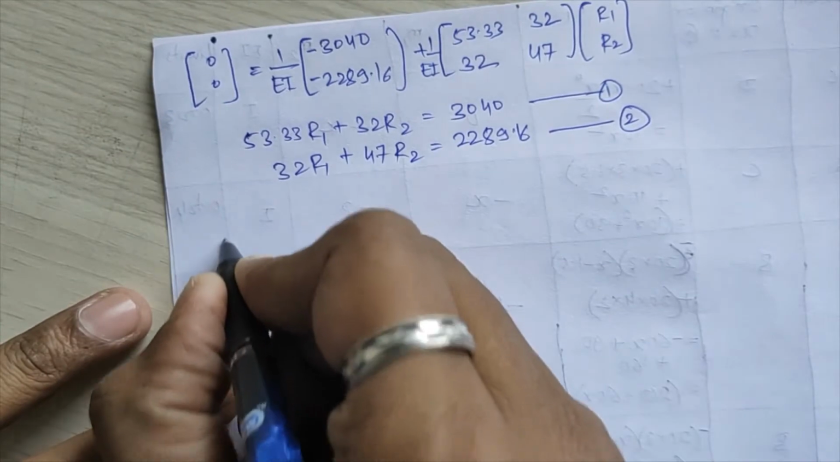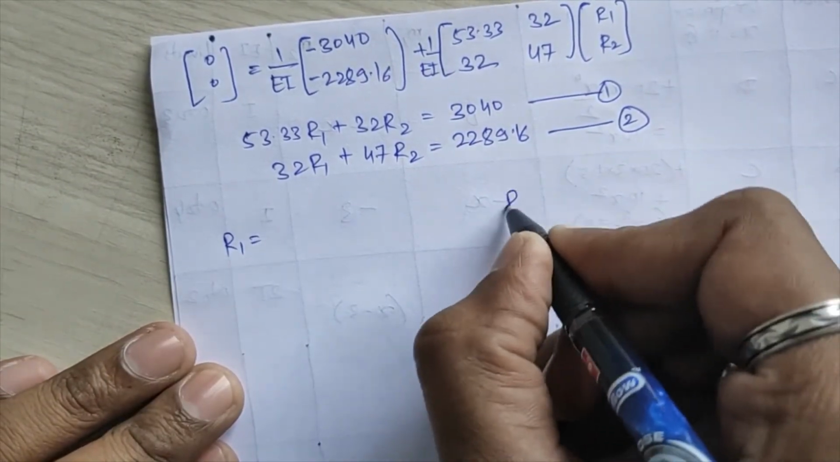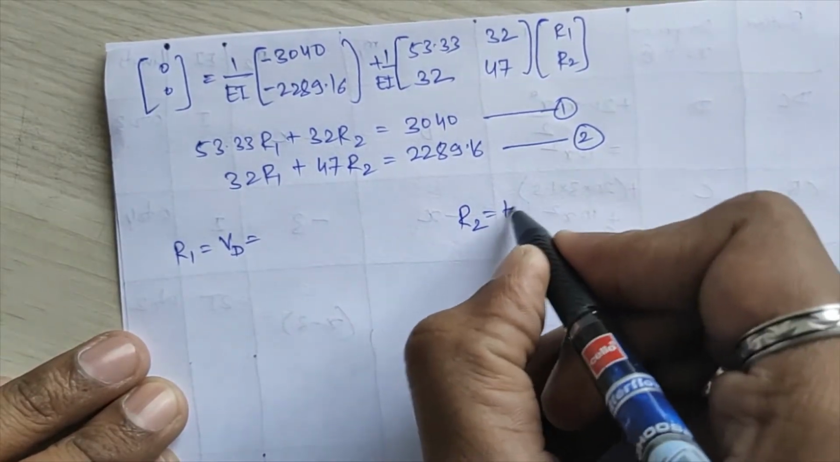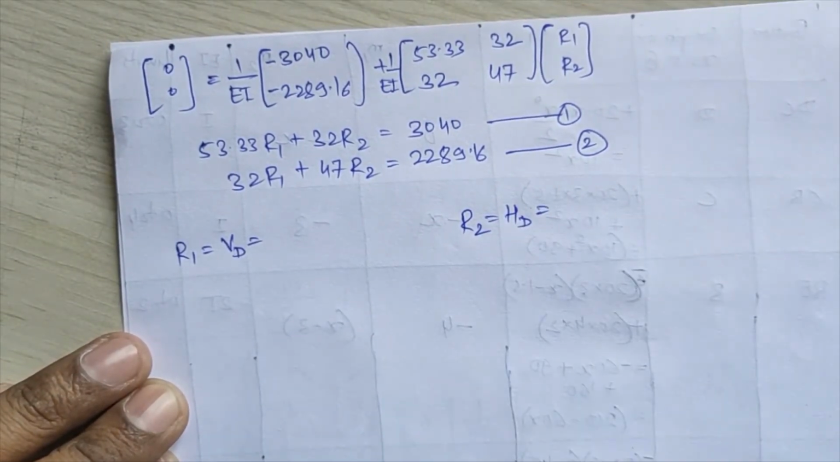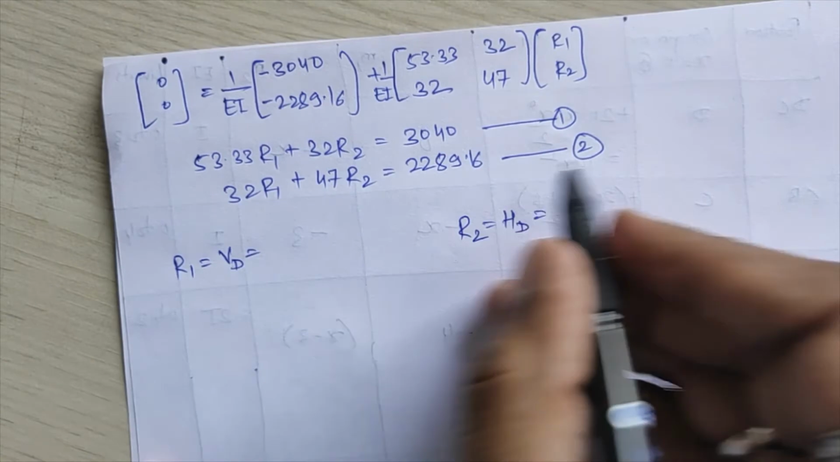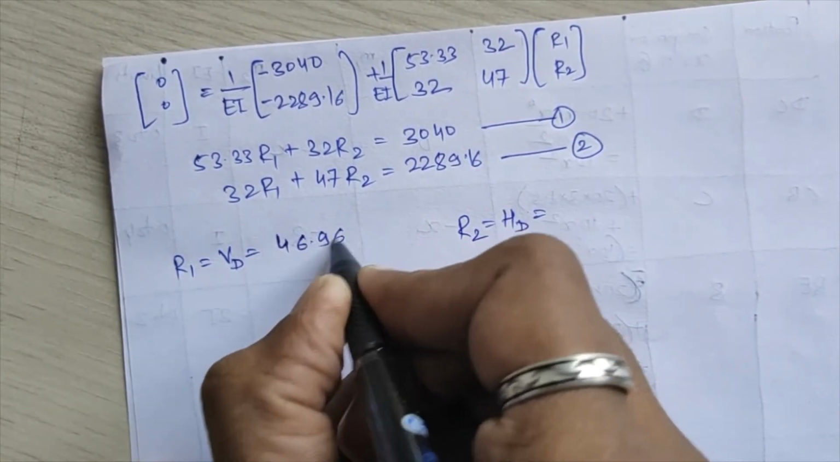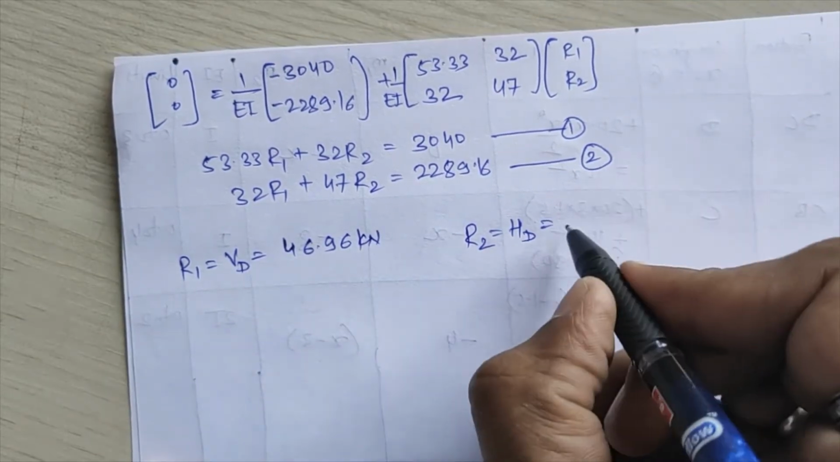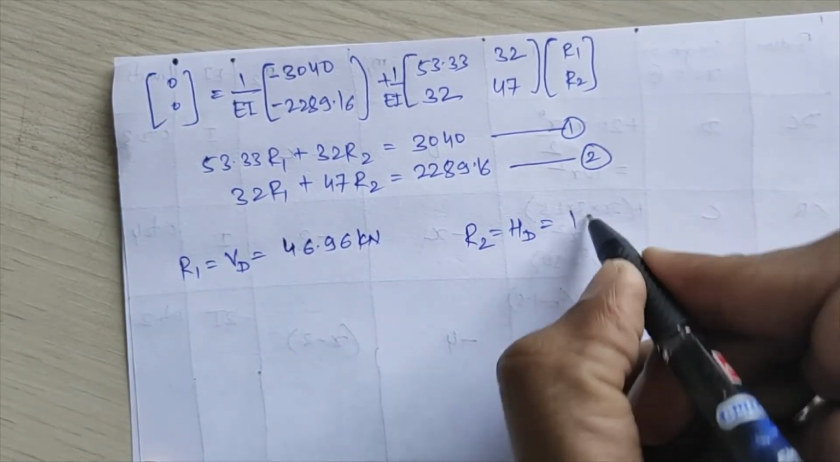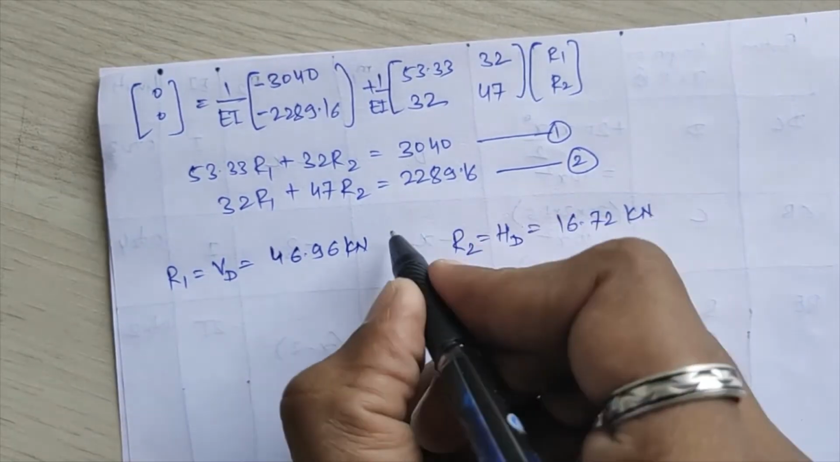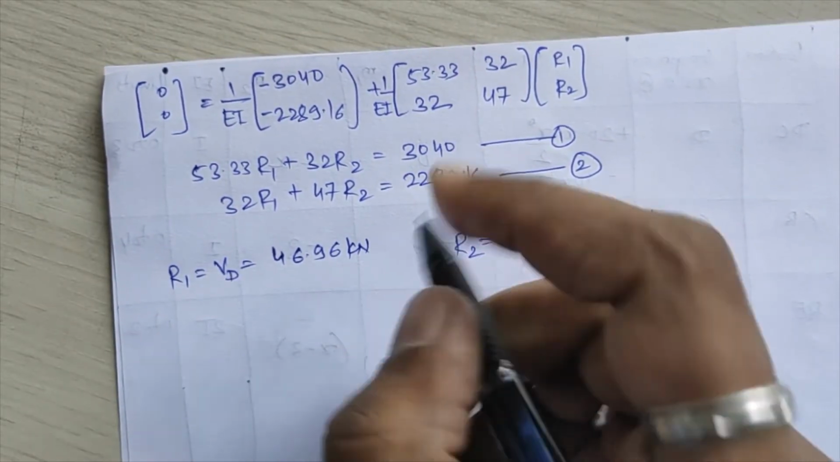I will solve these two expressions for the values of R1 and R2. R1 is nothing but your vertical reaction at point D, VD, and R2 is your horizontal reaction at point D, HD. So if I solve, I have got R1 is equal to 46.96 kilonewton positive, and R2 I have got 16.72 kilonewton, again positive. That means both values are positive, so your assumed directions are correct.